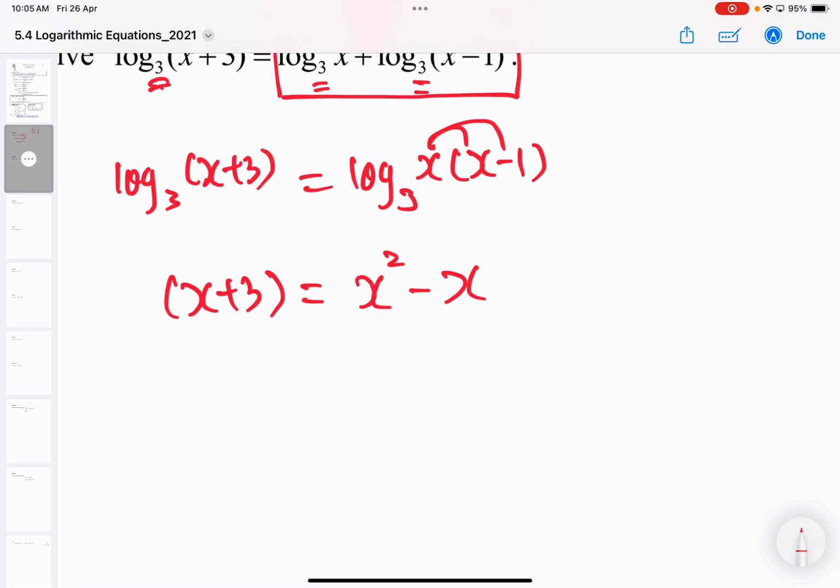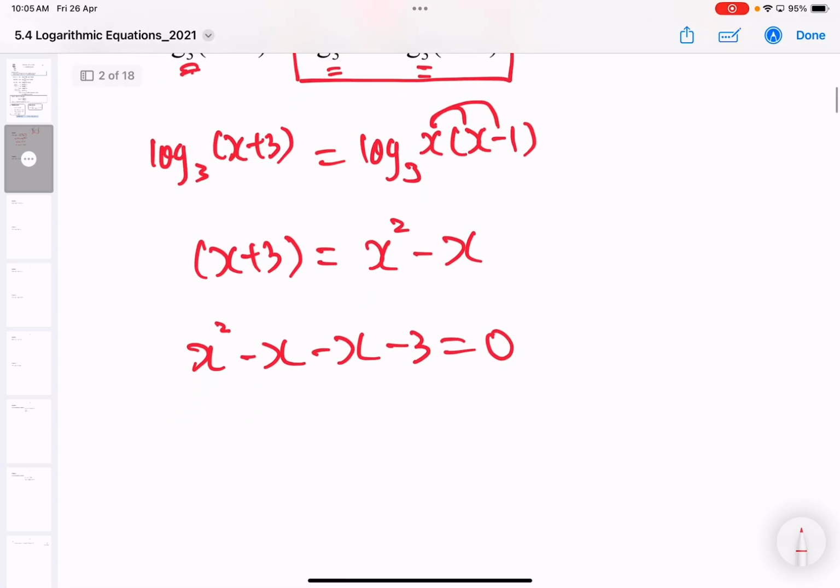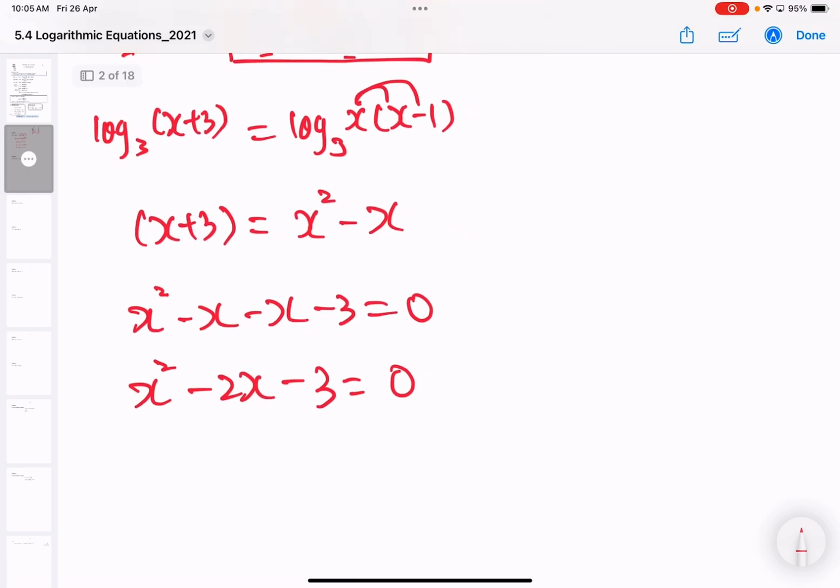Bring everything to one side. x squared minus x, I bring the x over, minus x minus 3 is equal to 0. Let's simplify this. x squared minus 2x minus 3 is equal to 0. Once you get here, there are many methods you can use. If you just want to know one method, use your quadratic formula. Okay? Use your quadratic formula. It will always give you the correct answer.